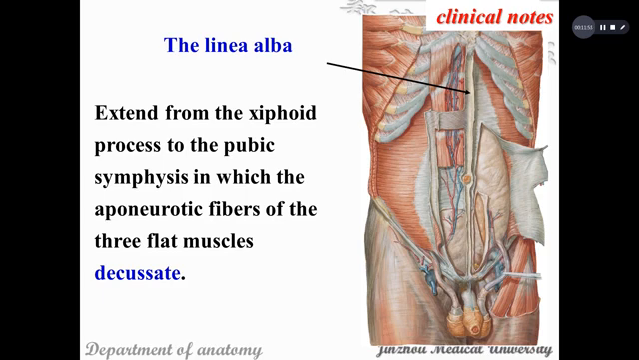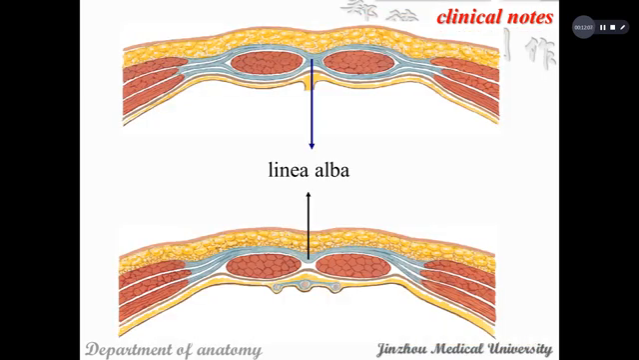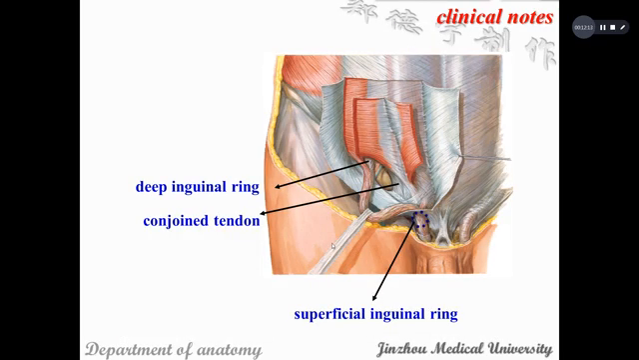The linea alba is formed by the interweaving of the three flat muscles. They interlace with each other. Superior to the umbilicus it is a little bit wide, and inferior it is a little bit narrow. So the linea alba is wide superiorly and narrow inferiorly.